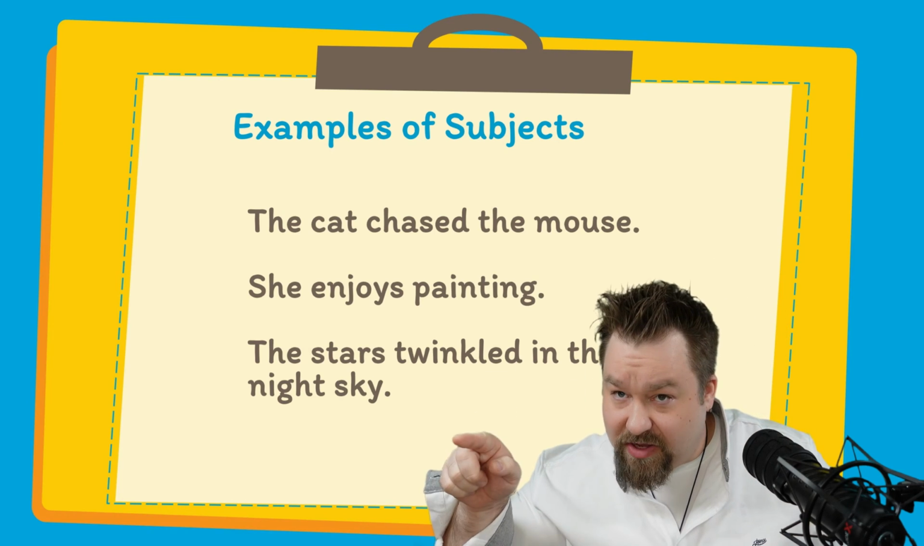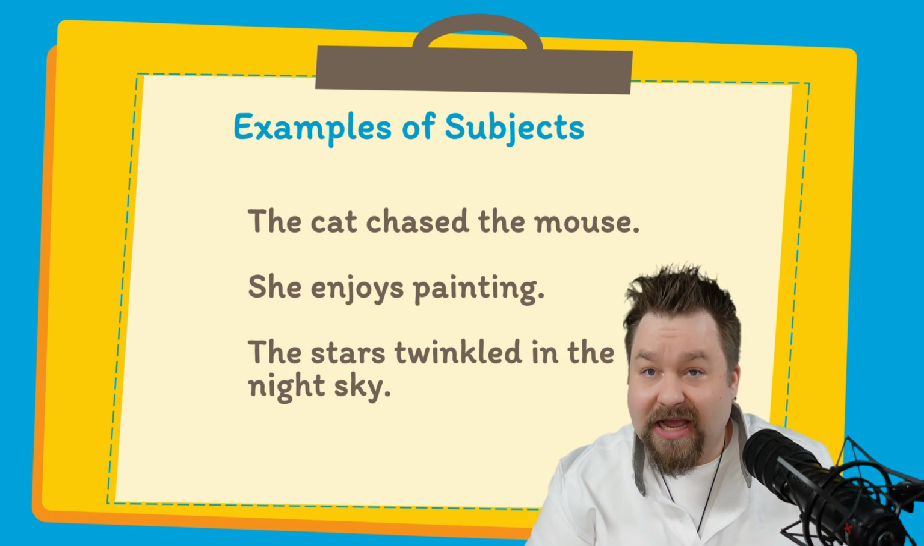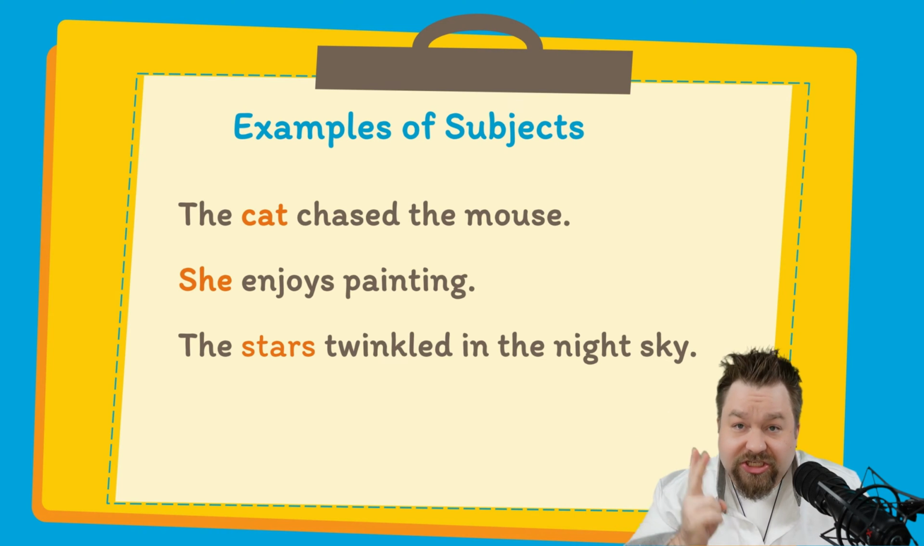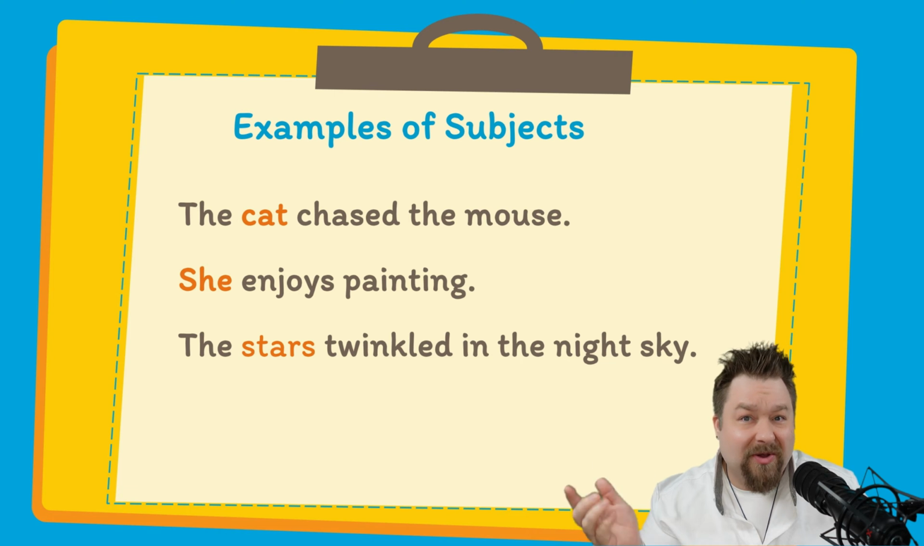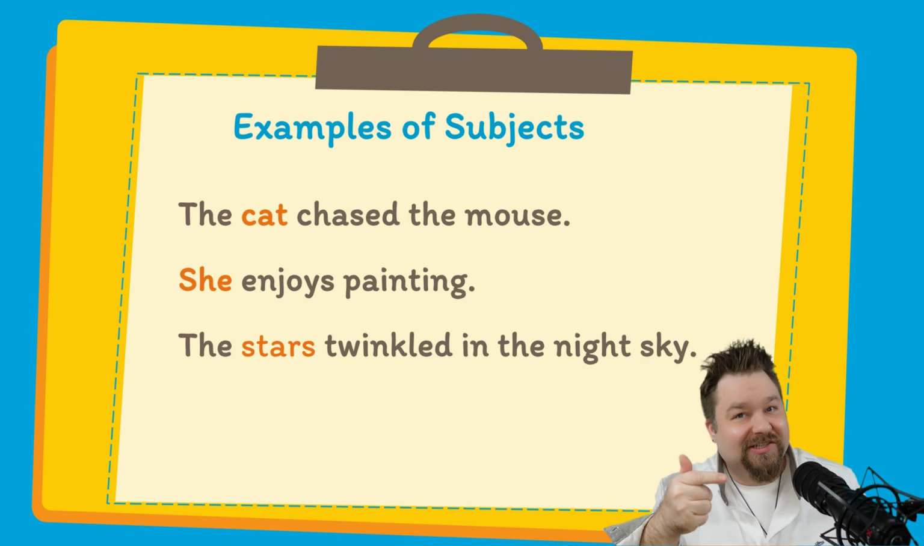So now let's take a look at some example sentences just to make sure, maybe some of you forgot. The cat chased the mouse. She enjoys painting and the stars twinkled in the night sky. What are these subjects in these sentences? Well, the cat is the first one. She, right? The whole sentence for number 2 is about she, the woman. And the stars. What twinkled? The stars. Okay, easy. Look at that. We did it in a few seconds. You know what the subject is, or you remember.